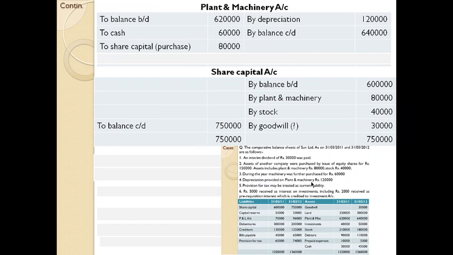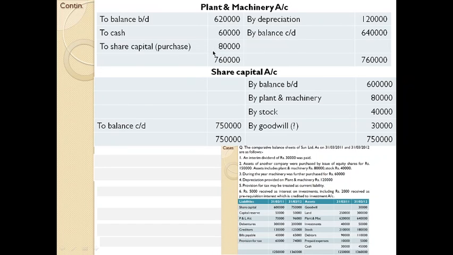80,000 of plant and machinery was purchased by issue of share capital. So share capital it is written 80,000, and if you take the total of both sides you will get the same value. So it means that there is no purchase or sale during the period.